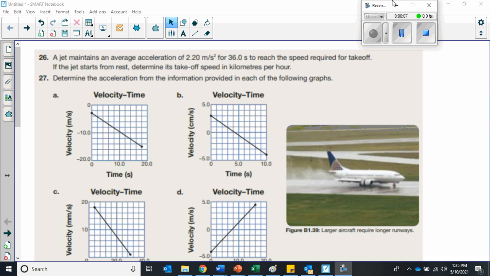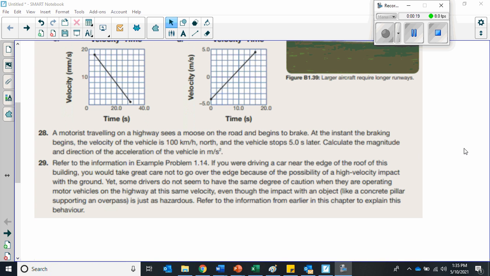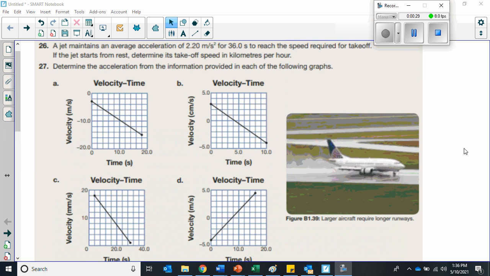As you can see, I pulled these from the textbook, so I'm just going to go through a couple here for practice. As you can see, this is questions 26, 27, 28, and 29, and we're going to take some time to go through and answer these. The first one we're going to answer is, I'm just going to answer one from question 27. So looking at these graphs, determine the acceleration from the information provided in each of the following graphs.